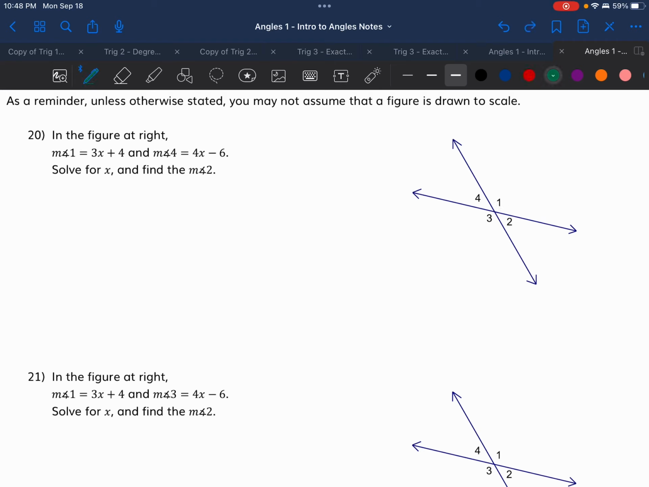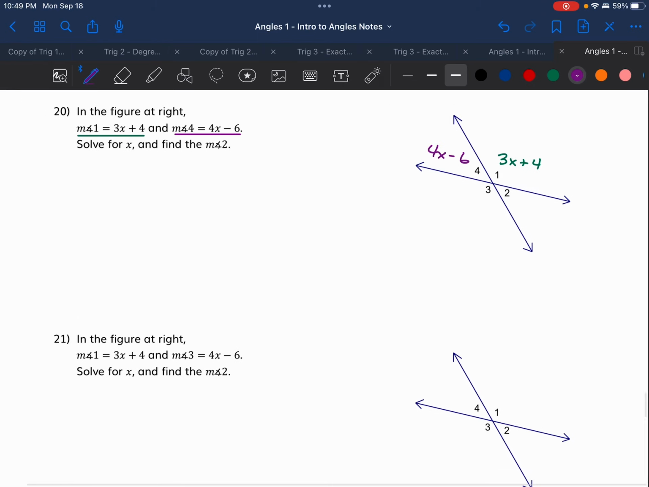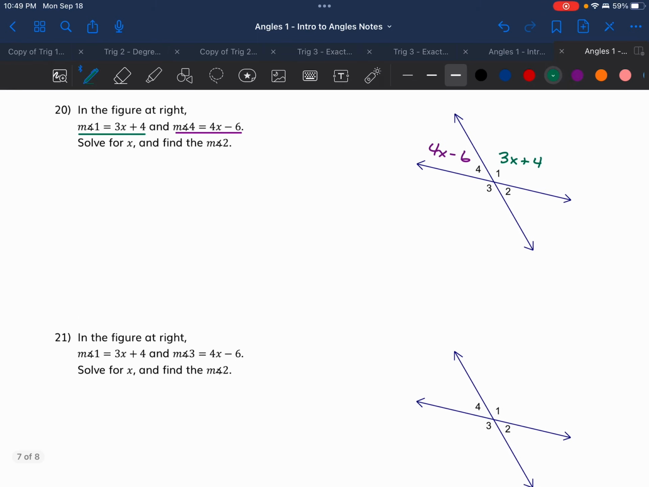So, with that said, same deal when you start these questions. I would love to see you go in and do your labeling. Here's a 3x plus 4 for angle 1. Angle 4 is 4x minus 6. Let me actually do number 21 at the same time so you can see the similarities and differences. Of course, the similarities are angle number 1 is 3x plus 4. That's not going to change. This time, for my second angle, I'm given angle 3, which is 4x minus 6. You can see through these 2 drawings that the relationship between the 2 angles that were given is much different.